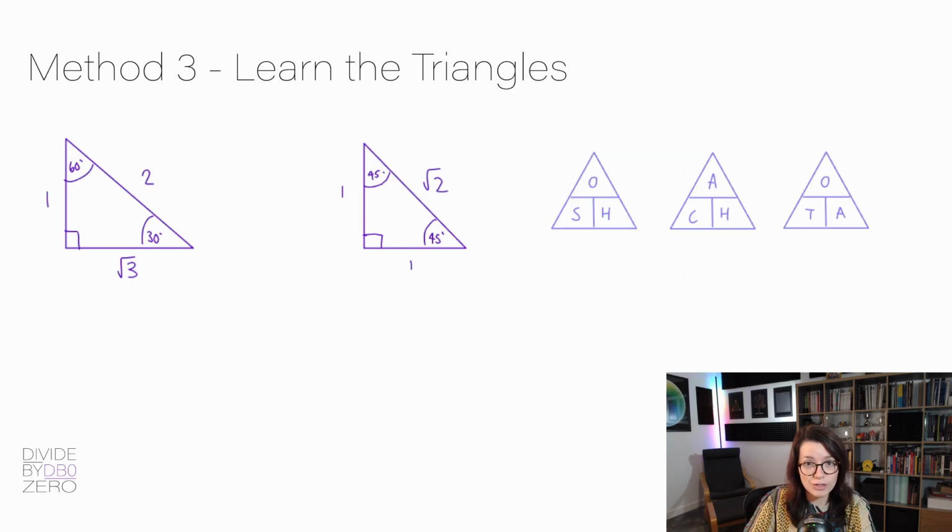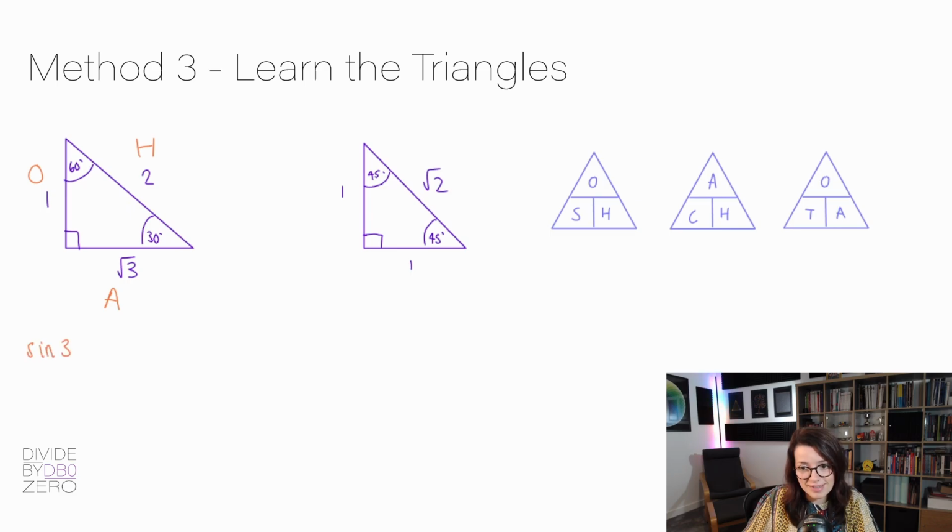Last method is learning the triangles. This involves you memorizing 2 different triangles and then working out the values from there using trigonometry or SOHCAHTOA. I'll show you how that works. You memorize this first triangle that has the angles 30 degrees, 60 degrees, 90 degrees, and then the side lengths of 1, root 3, and 2. And then if we start with 30, we're going to label the diagram using O for opposite, H for hypotenuse, and A for adjacent. And then we're going to work out sine 30, cos 30, and tan 30.